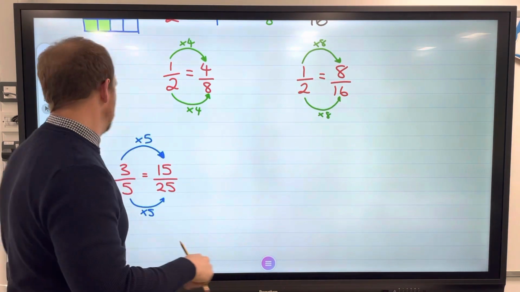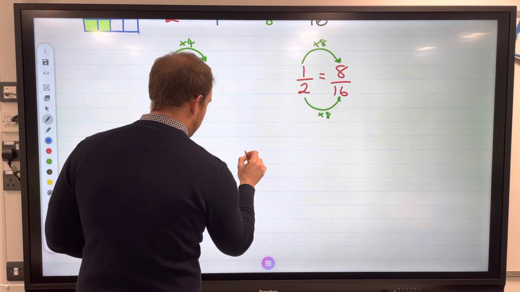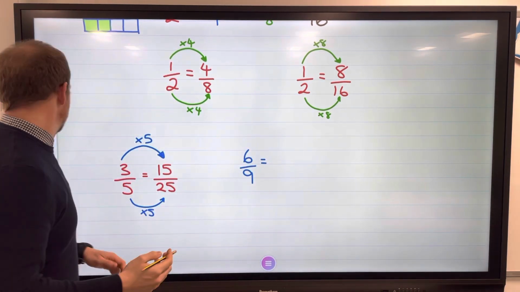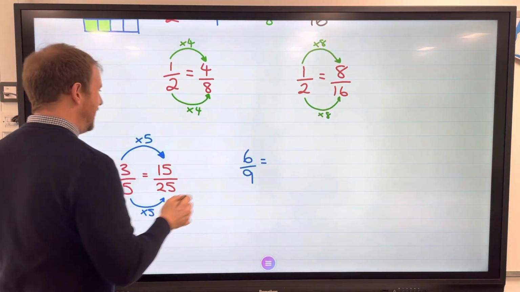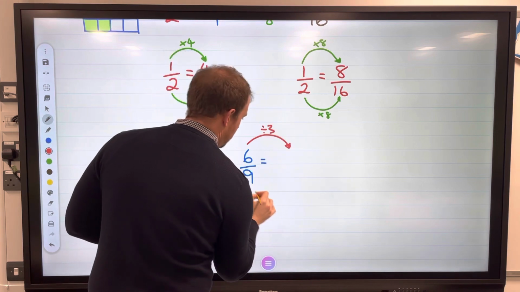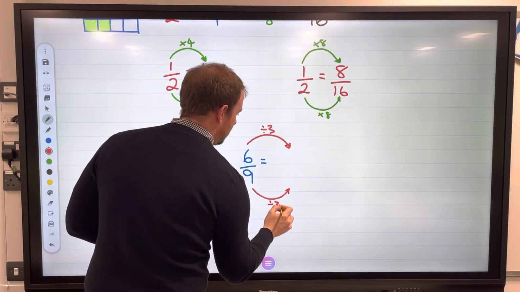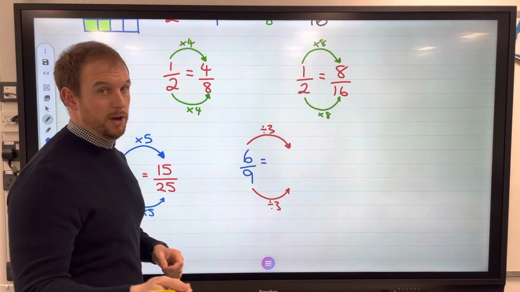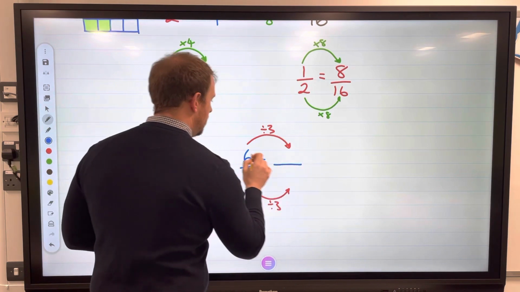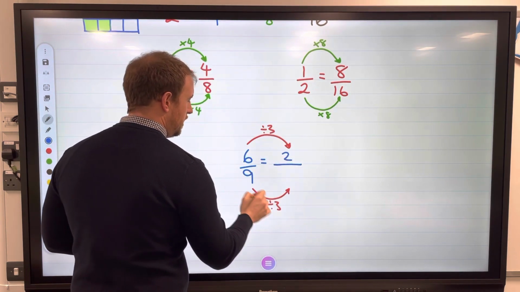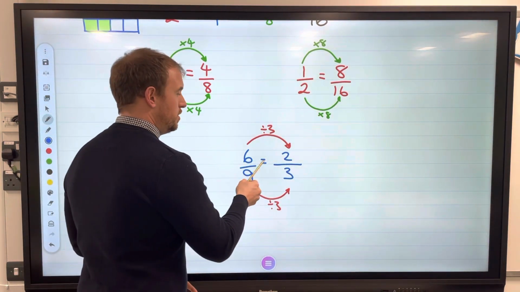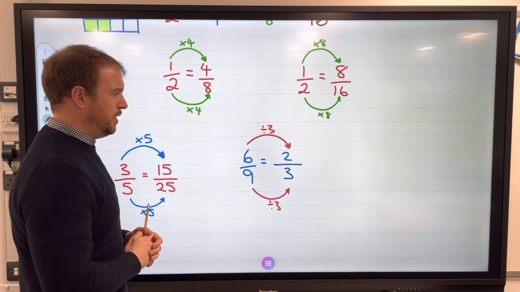How about, these digits have been getting bigger. Let's see if we can make them smaller. So let's have 6 on the top, 9 on the bottom. This time we're going to make these digits smaller by dividing. I'm going to divide by 3, because I know both of these numbers can be divided by 3 without leaving a remainder or a decimal. 6 divided by 3 is 2, 9 divided by 3 is 3. So 6/9 is equivalent to, or equal to, 2/3.